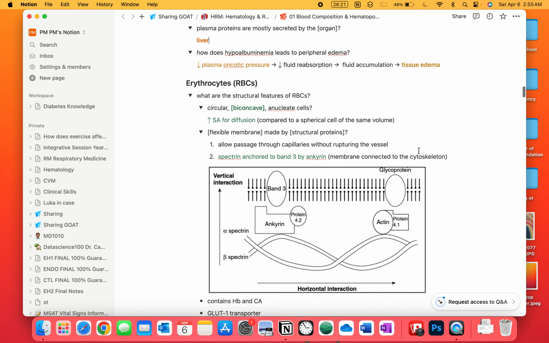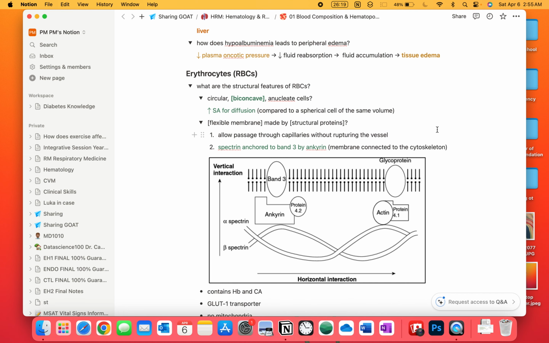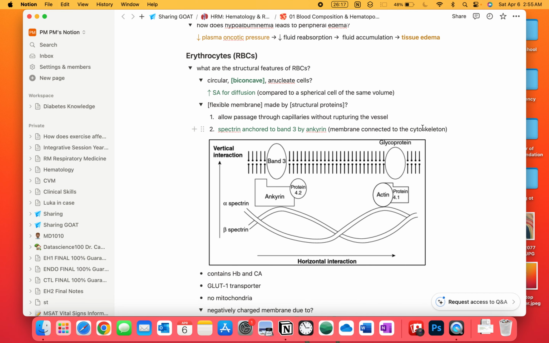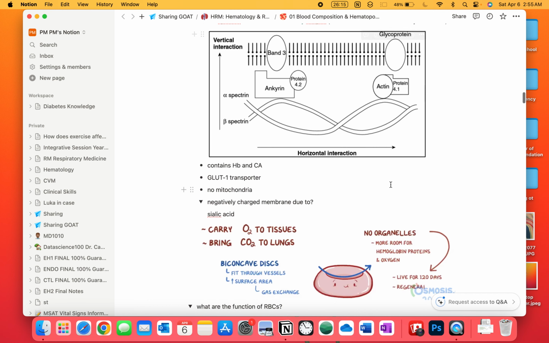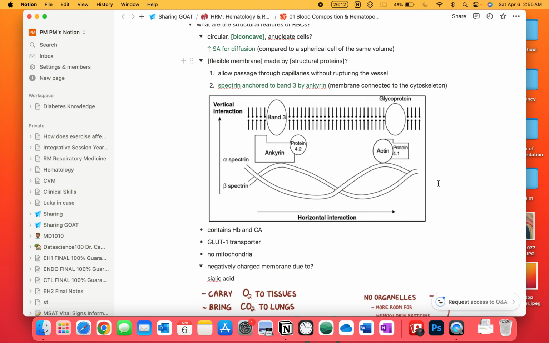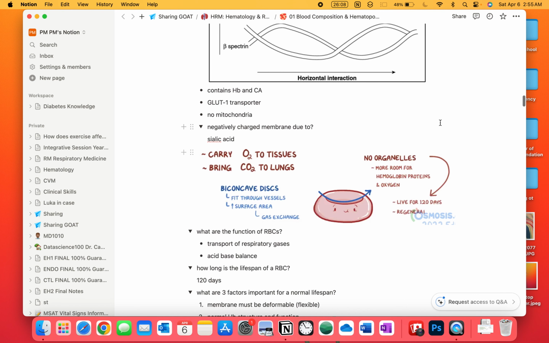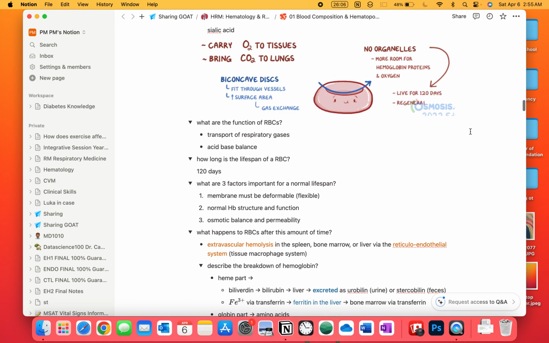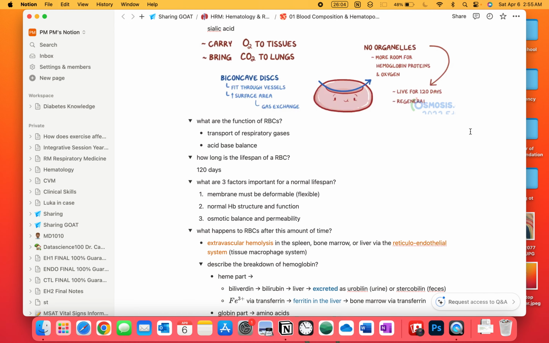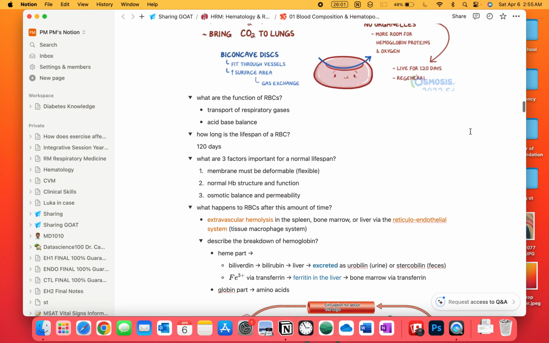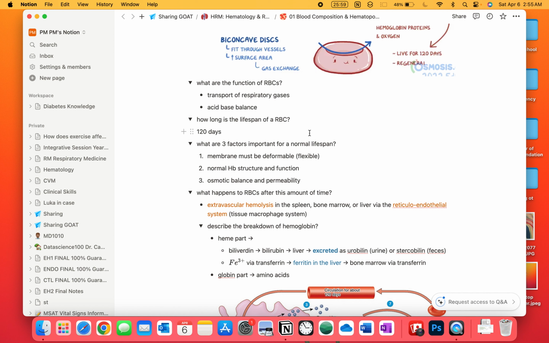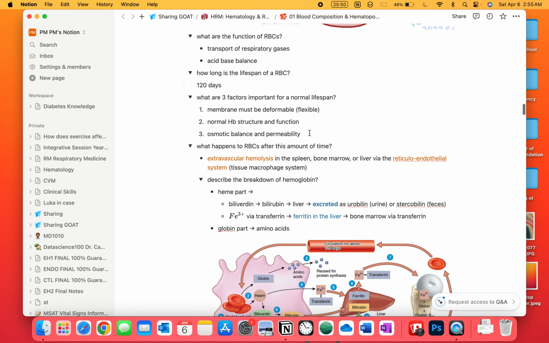What are the structural features of red blood cells? Increased surface area for diffusion, flexible membrane, spectrin anchored to band 3 by ankyrin. The membrane connects to the cytoskeleton, contains hemoglobin, GLUT1 transporter, no mitochondria, and negatively charged membrane due to sialic acid. What are the functions of red blood cells? Transport respiratory gases, acid-base balance. The average red blood cell is alive for 120 days. What are three factors important for normal lifespan? Membrane must be deformable. Normal hemoglobin structure and function, osmotic balance, permeability.